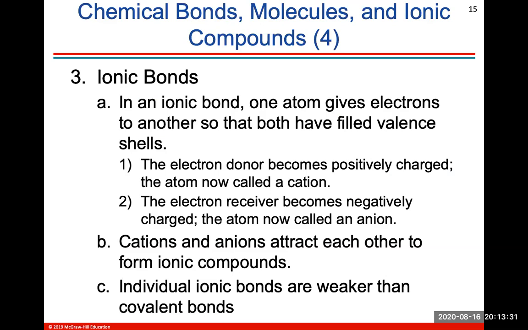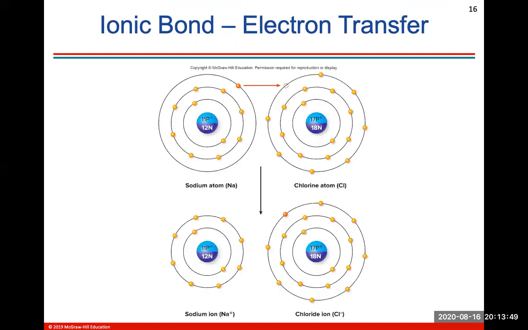Ionic bonds: one atom gives electrons to another so that both have filled valence shells. Cations and anions will attract each other. Cations are positively charged, which is the electron donor, and anions are negatively charged because they are the electron receiver. So this is a look at an ionic bond. A great example of this is sodium chloride, which is table salt.